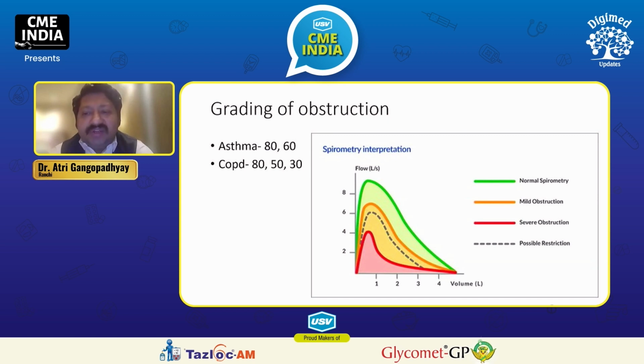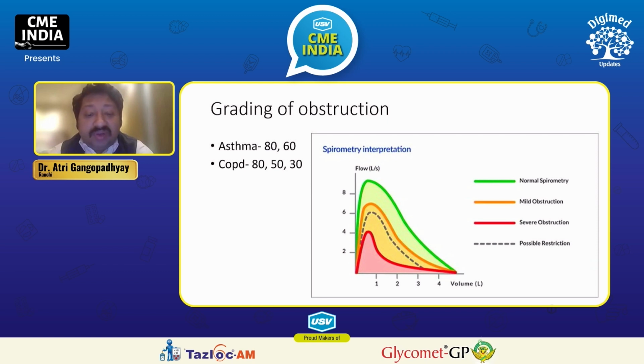For COPD, the demarcation is 80, 50, 30. FEV1 greater than 80%, you can call it mild. FEV1 50 to 80%, you can call it moderate or GOLD 2. 50 to 30%, severe. Less than 30%, very severe. And how does the curve look? The green is the normal. The yellow is somewhat less than that, so you can call it mild. But look at the red.